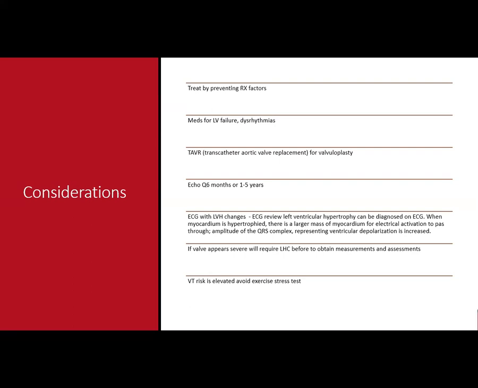Another thing you want to take in consideration is looking at your ECG. So your ECG with left ventricular hypertrophic changes. So ECG review will show a left ventricular hypertrophy can be diagnosed on the ECG. When the myocardium is hypertrophic, there is a larger mass of myocardium for the electrical activations to pass through. Amplitude of the QRS complex representing ventricular depolarization is increased. And I'll show you guys that on the next slide, what I'm talking about.